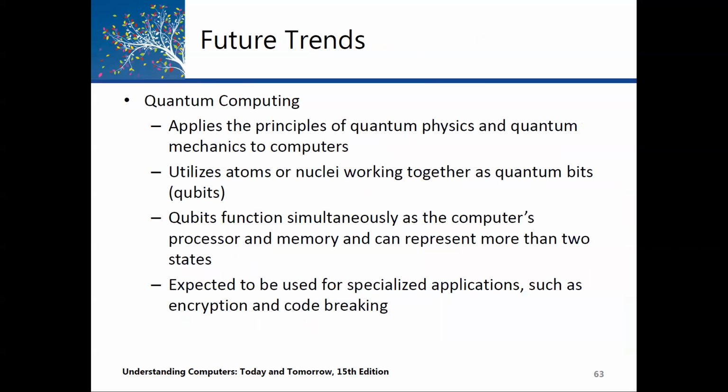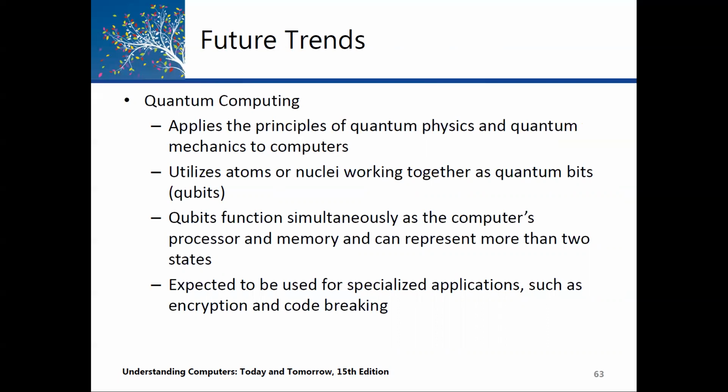Another future trend is quantum computing. It basically applies the principles of quantum physics and quantum mechanics to computers in order to compute different tasks. It utilizes atoms or nuclei working together as quantum bits, or in short, qubits. In normal computers we have bits; in quantum computers we use qubits. A qubit functions simultaneously as the computer's processor and memory and can represent more than two states at the same time.